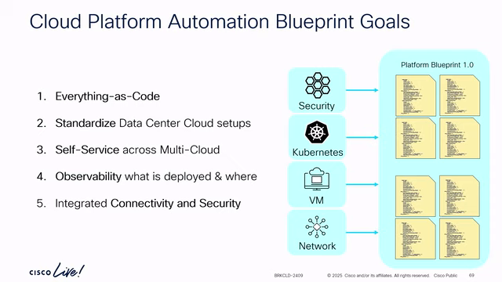We want to provide self-service, so we can provide maybe a service catalog on top of workflows, maybe ServiceNow, and we can order the services from here. We want observability, what is deployed and where is it deployed, and also integrated connectivity and security. And we want that all modularized, and we want that all defined in Git.